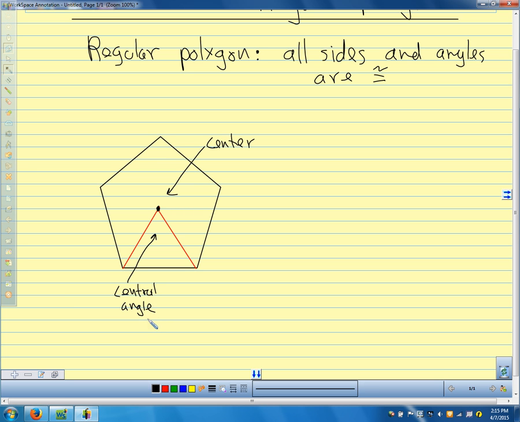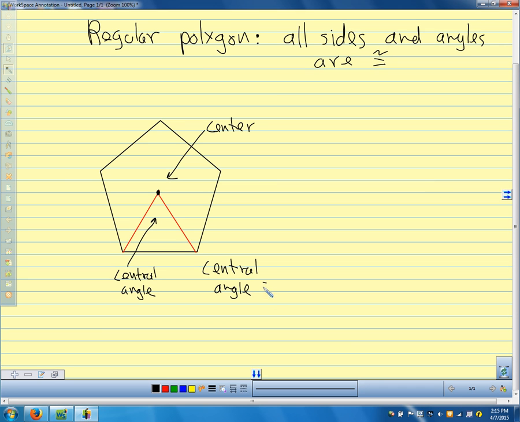Do you remember how to find the measure of a central angle of a polygon? Got a nice easy formula. Remember? 360 degrees divided by the number of sides. So we can always find the central angle of a regular polygon. Just divide 360 by the number of sides.